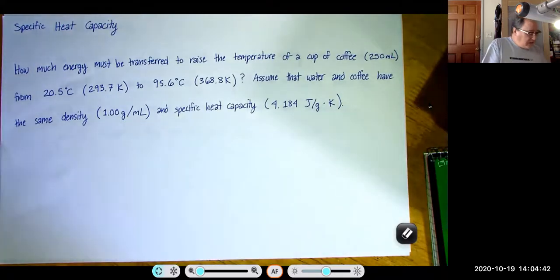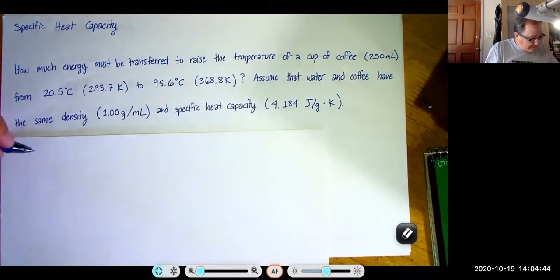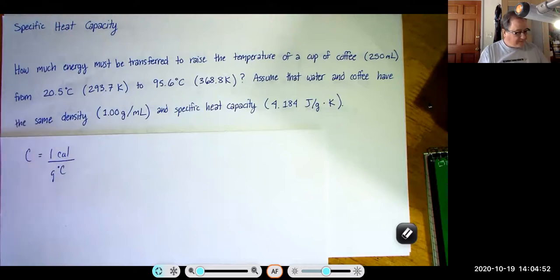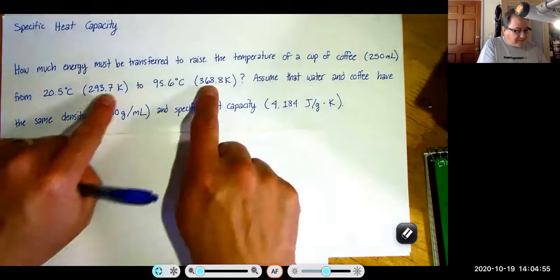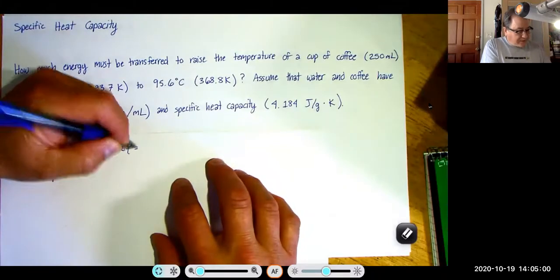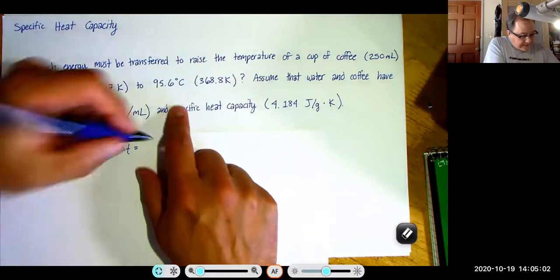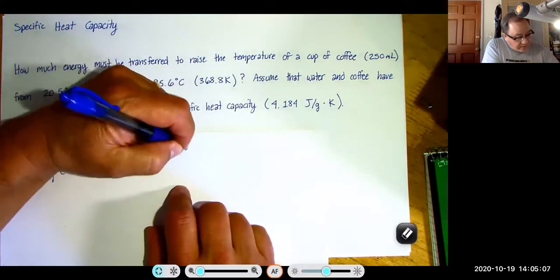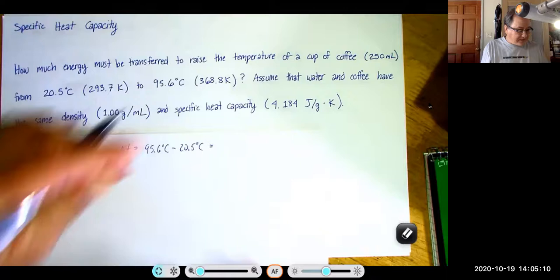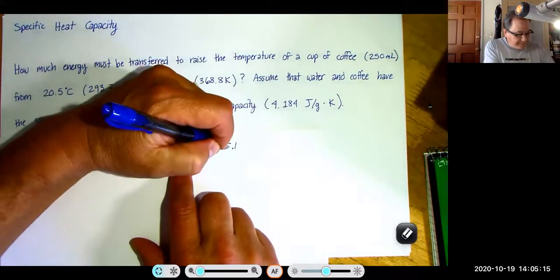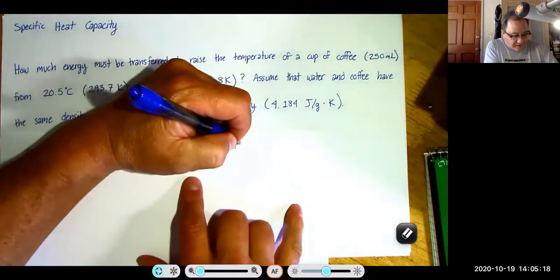Okay, so here we know that the specific heat capacity is 1 calorie per gram degrees Celsius. So we can do this in degrees Celsius instead of Kelvin. You'll notice in this case, if we look at the change in temp, it's going to be final 95.6 degrees Celsius minus initial 20.5 degrees Celsius. And here, if we take a look at the difference, we get 0.1, 5, and 75.1 degrees Celsius.